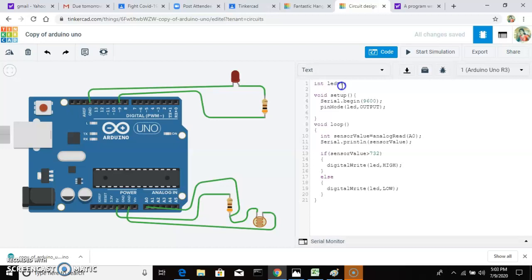So this is the code. I'm initializing digital pin number 9 for the LED, and the output should be shown on the LED. So the pin mode should be output for the LED pin. And if the resistance value is greater than 732, then the LED should blink. That represents that the LED is in a dark room. Else, it should be low. So we should simulate it.